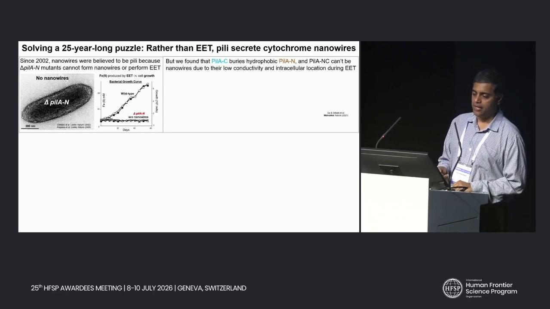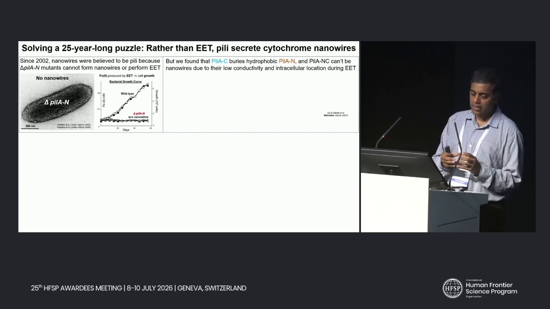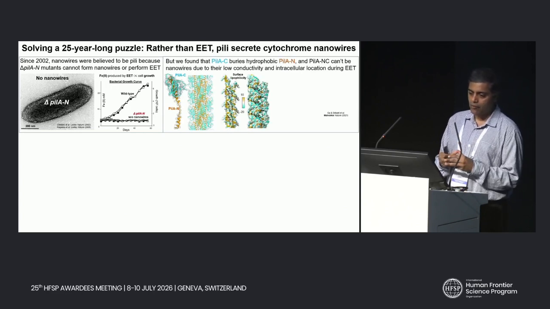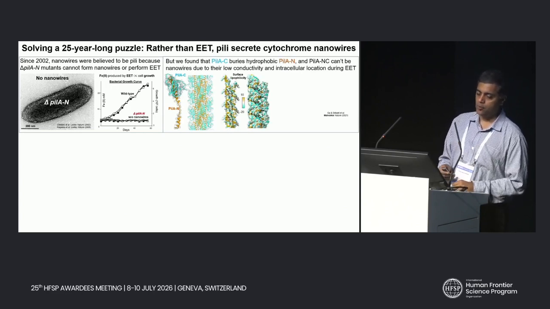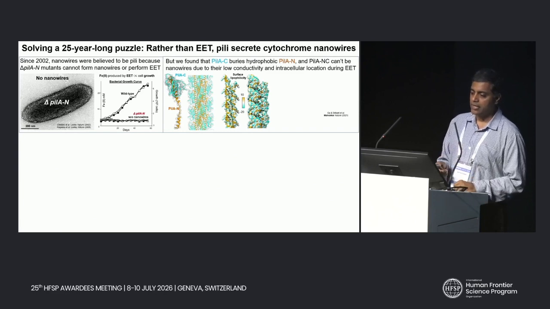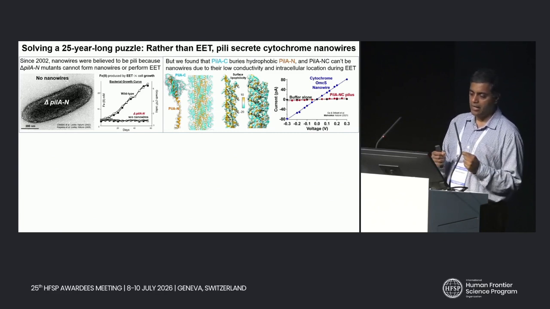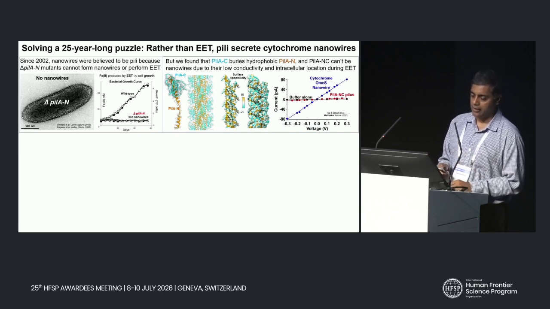But we found that there is a completely different protein called PilA-C, shown here in blue, which covers this hydrophobic PilA-N protein shown in orange. So they cannot even assemble together, and they also have a very low electron conductivity. When we measure electron current through this PilA filament, it's very, very low. So they cannot act as a nanowire, and they're also located intracellularly.